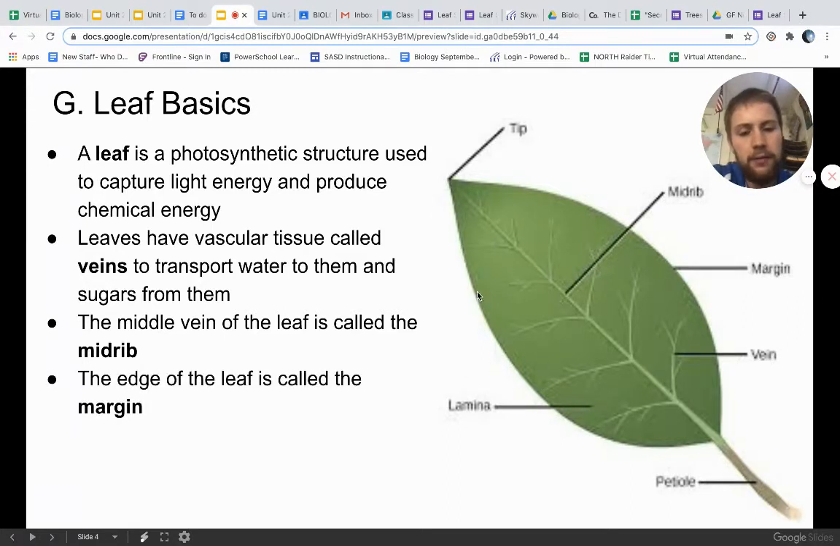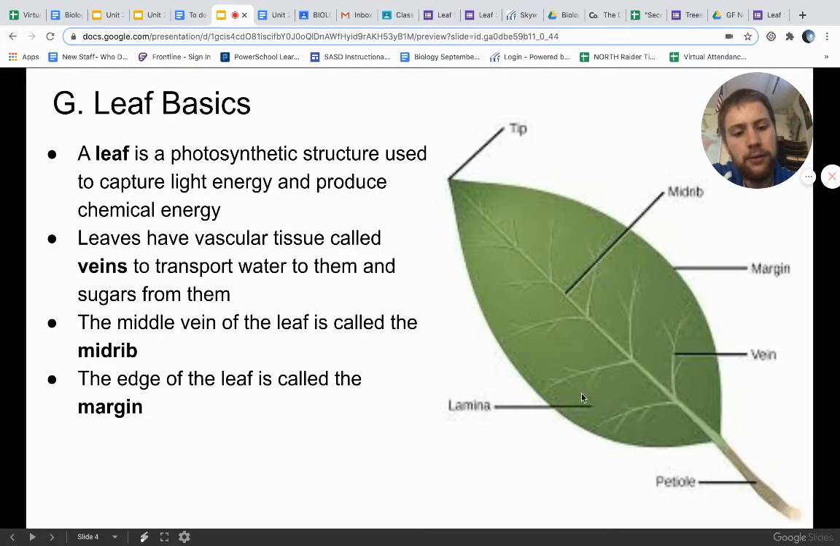The edge of the leaf is called the margin. So think about the margin of your page in a Google Doc or a Word document as being the edge of that page, whereas the margin of a leaf is the edge of that leaf. And then the pointed end of the margin would be the tip of that leaf. All right, so you could also call this entire structure the blade of the leaf. It kind of looks like a dagger end. So the margin is the edge.